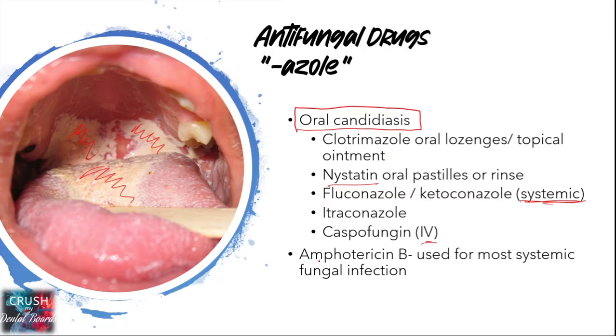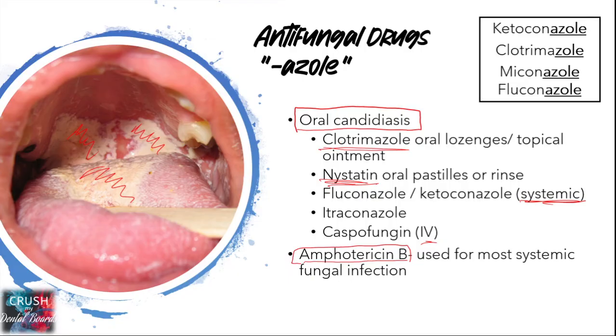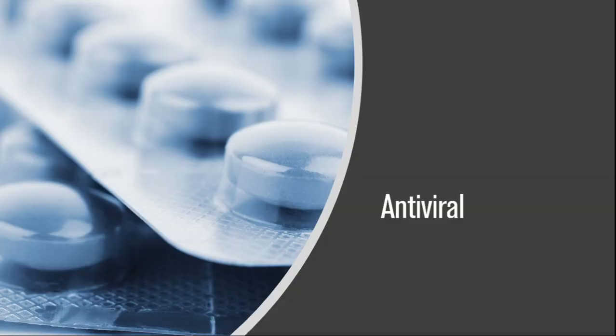Now, a famous antifungal drug is your amphotericin B. Amphotericin B is used for most systemic fungal infections. Okay, so dentally speaking, we don't really use this as much. Okay, we stick to nystatin and clotrimazole. Okay, so that's your antifungal drugs. Your azoles, your ketoconazole, clotrimazole, miconazole, fluconazole. Okay, antifungal drugs. Short and sweet.